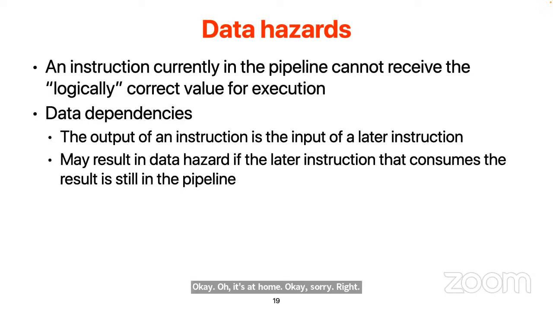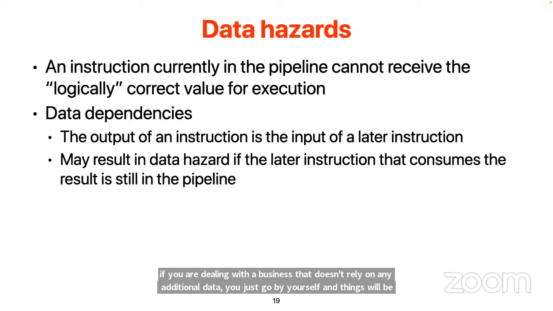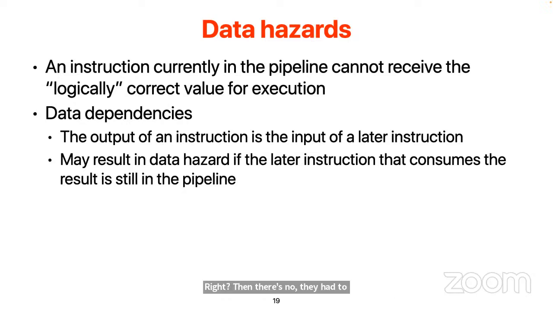So whenever you meet this kind of issue, where your instruction or your job cannot be done because the data is not ready, that's called a data hazard. The source of data hazard is data dependency. If you are dealing with a business that doesn't rely on any additional data, you just go by yourself and things will be done, then there's no data dependency at all. However, if you are dealing with a business that relies on some other data than just the instruction itself, then there must be a potential for data dependency.